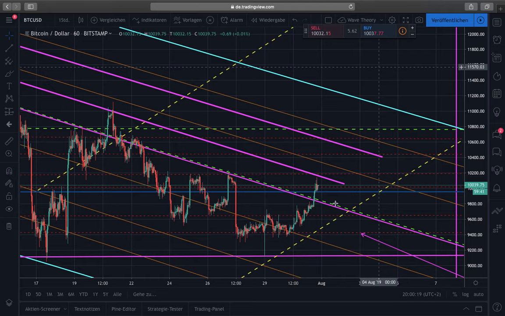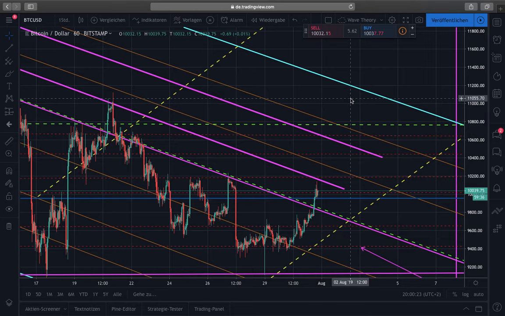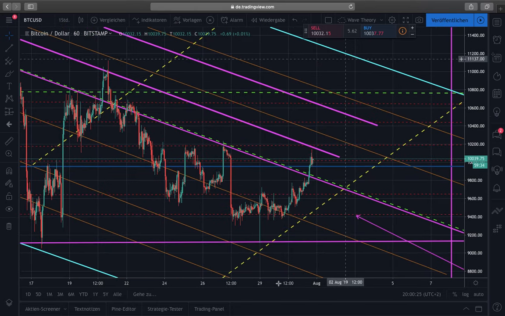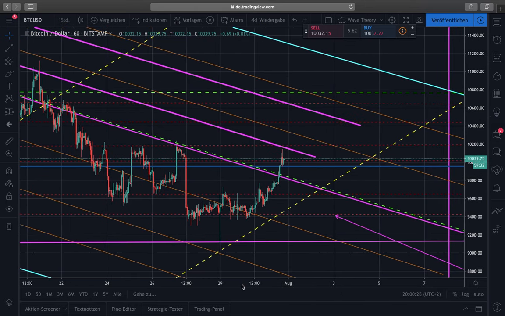All right, so that's it. And I think these are the very important indicators right now that you have to take a look at. When you didn't invest yet, I have the feeling some of you are still waiting for a new low. You can do that.